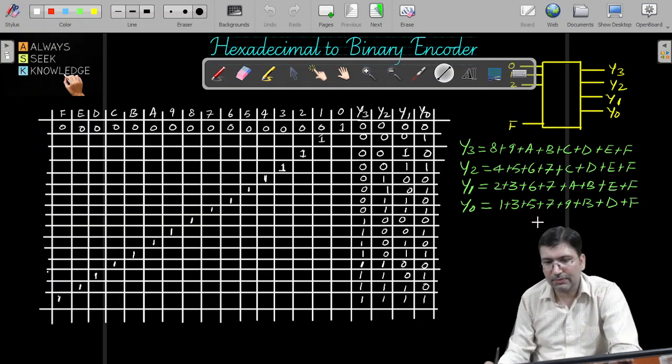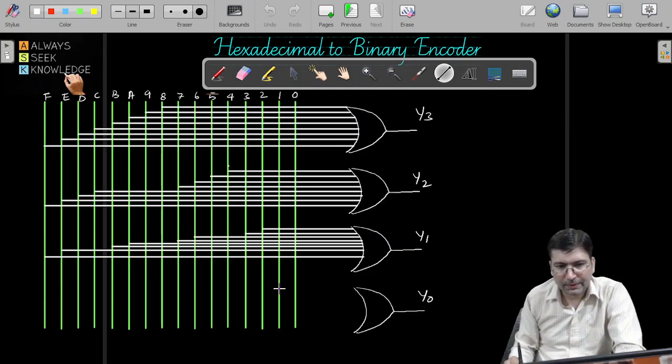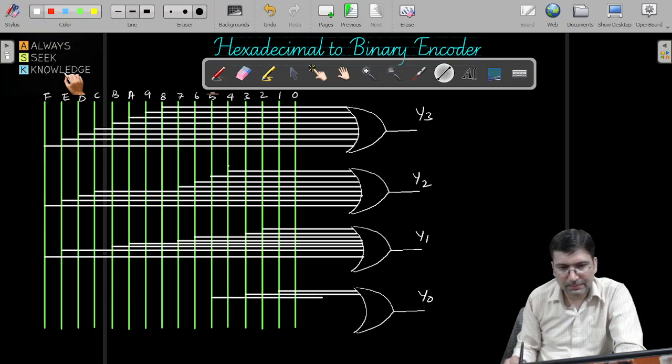Now what is Y0? 1, 3, 5, so all alternative. Starting from 1. So let's say this is 1. Then it is 3. Then it is 5. Then it is 7, it is 9, and it is B, it is D, and it is last F.